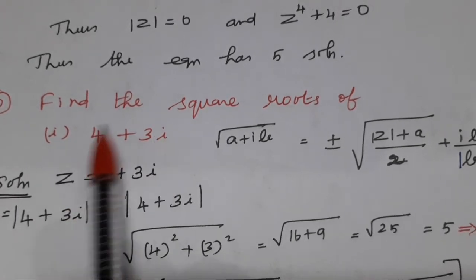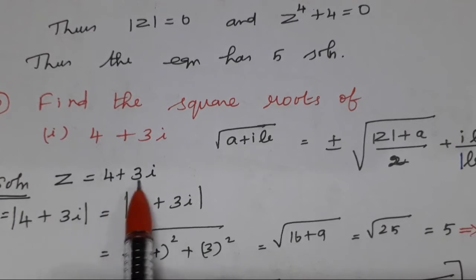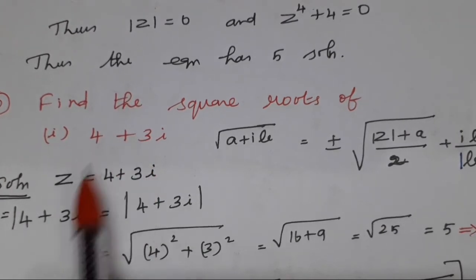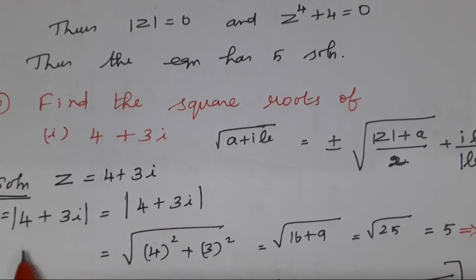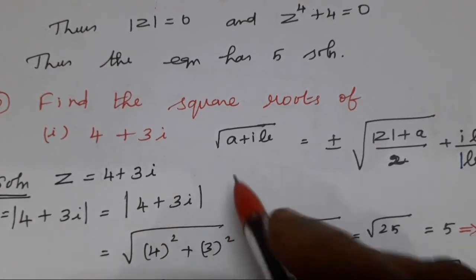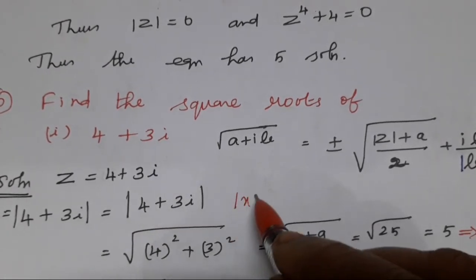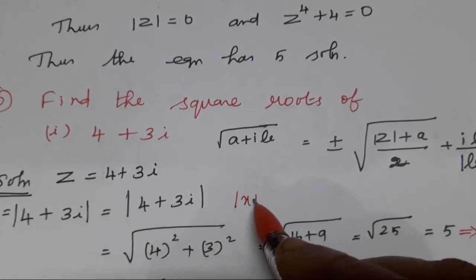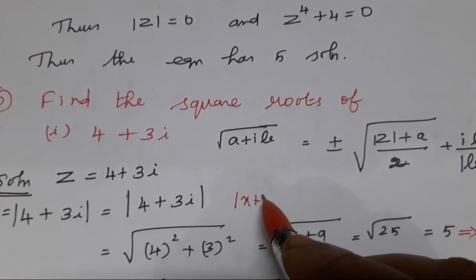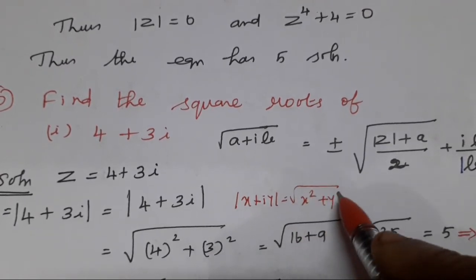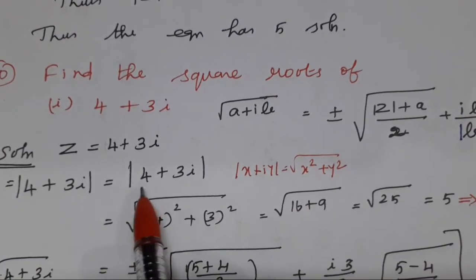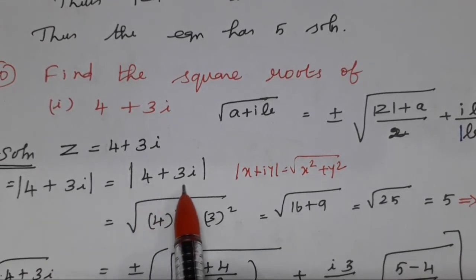See, the given question is nothing but one complex number in the form a plus ib, that is z equal to 4 plus 3i. How to find the modulus of z? What is the formula? Already I told you, modulus of x plus iy or a plus ib equals root of real part square plus imaginary part square. Similarly, 4 is the real part and 3 is the imaginary part.